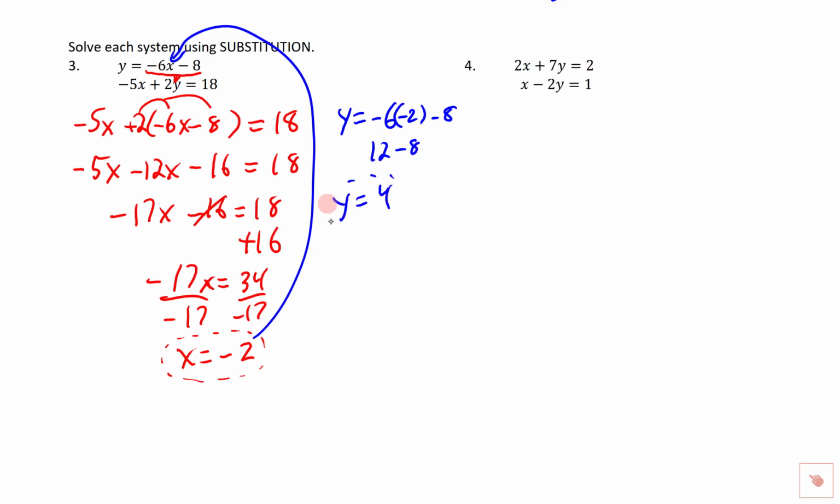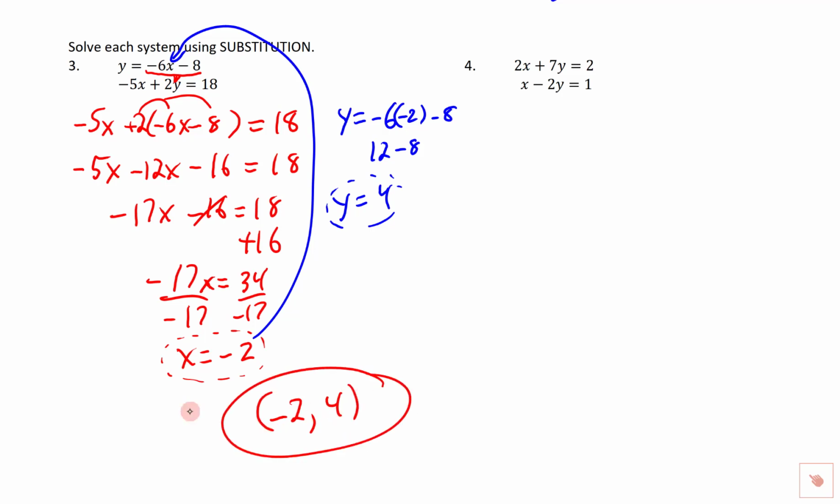So this is the other part of the answer. There's what y is. So the final answer on this one would be the xy pair, negative 2 comma 4. If we were to graph the two of those, that's where those lines would cross. So let's take a look at the next one.